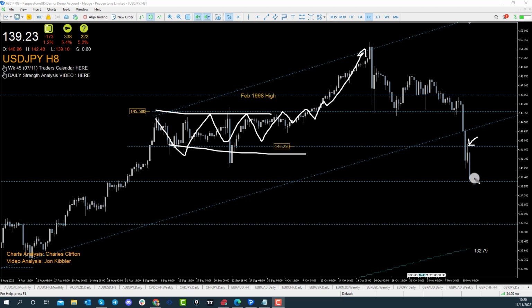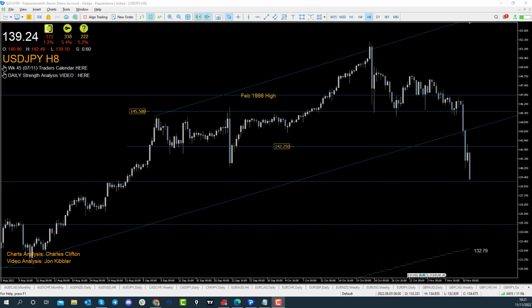So the way I'd be looking at this now, if I was looking for that dollar yen short potential opportunity, I'd be waiting for that pullback now. I'd want to see price give me a lower high opportunity. Where that lower high could come in could be that 142.25 handle. So if price was to pull back into this area here, that would be my area of interest for a potential continuation move to the downside. Okay, so keep an eye on that.